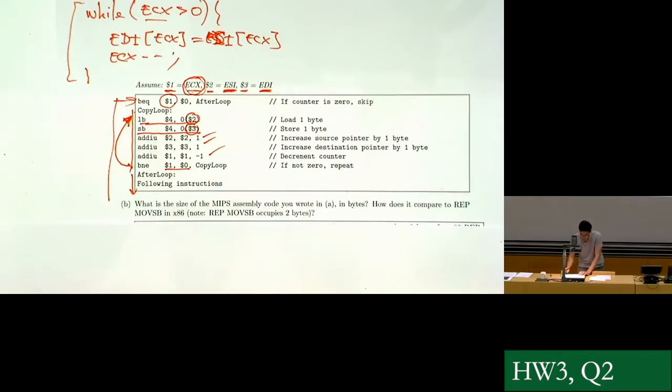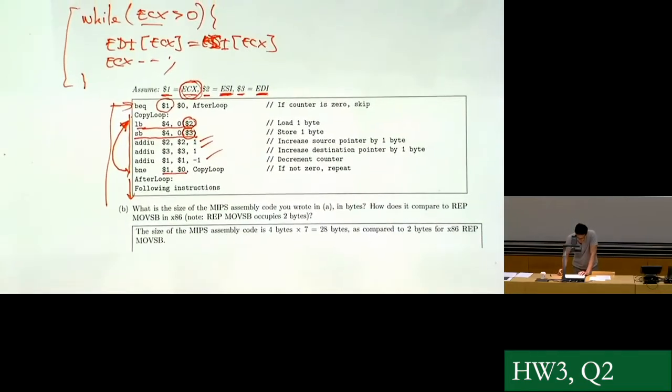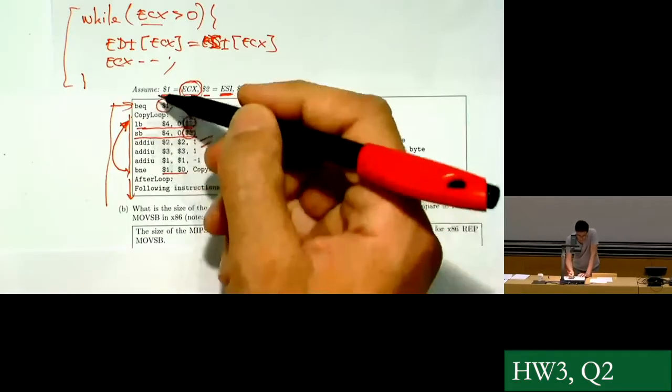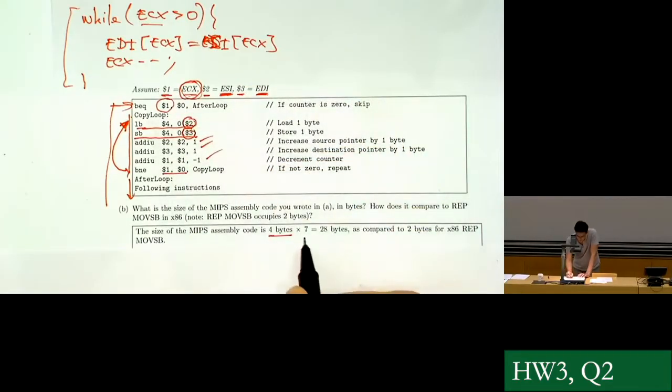Well, as you know, in MIPS, every instruction is stored in 4 bytes. And if you count the total number of instructions, this is 7. So the total size of this code is 28 bytes compared to the 2 bytes of the original instruction in the x86 ISA. Let me finish with this question and then we take our 15-minute break. Is that okay? We will finish very soon.